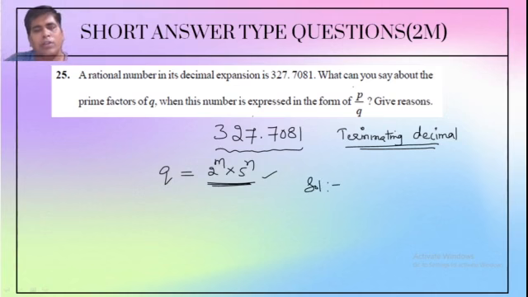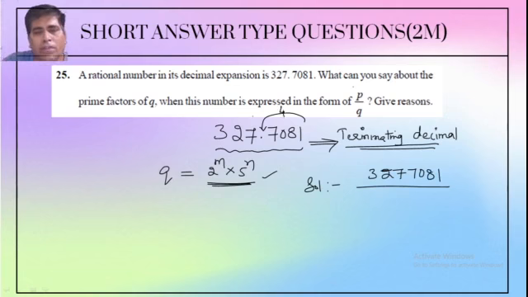All this is theory, we can write it in our own terms. First of all, it is a terminating decimal, so we know that all terminating decimals will have the denominator in the form of 2 power m 5 power n. We will recheck. After how many digits do we have the decimal point here? After 4 digits we have a decimal point. So this can be written as 327.7081 divided by 10,000, because after 4 digits we have a decimal point.